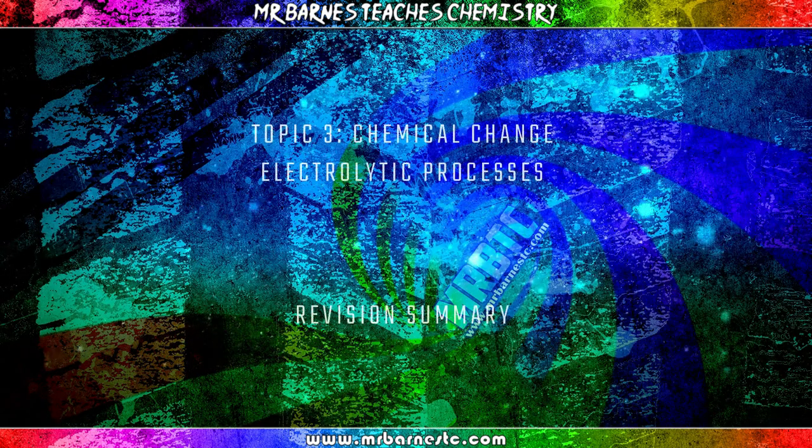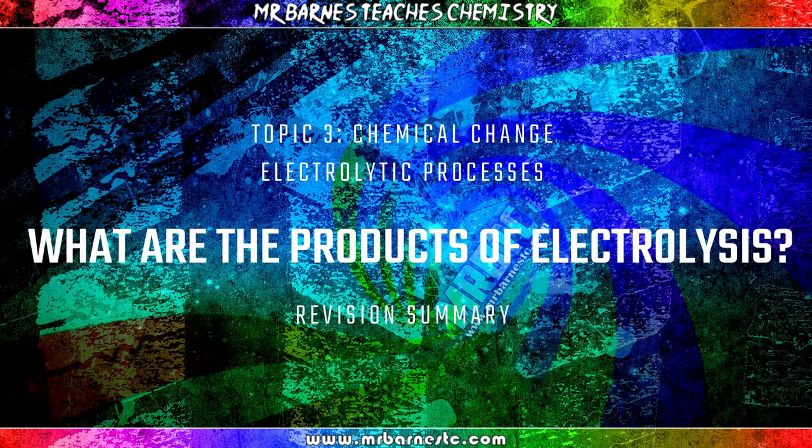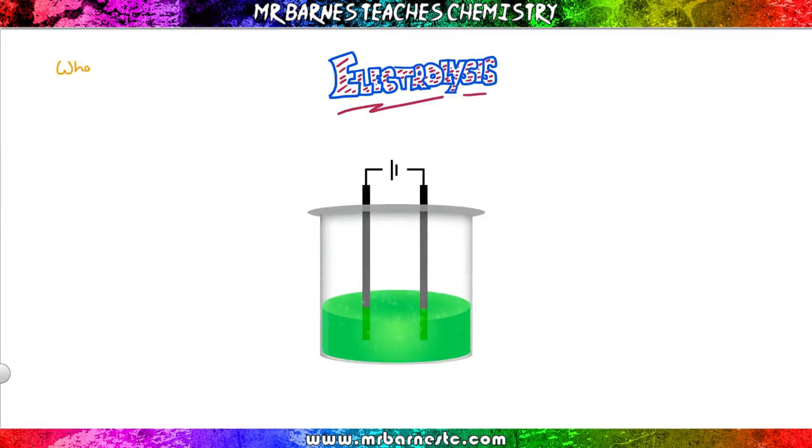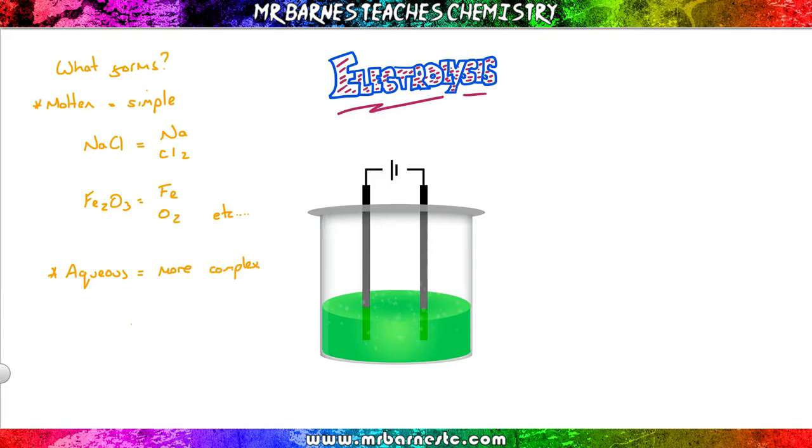Now we get onto the trickier stuff. In particular, what are the products of electrolysis? Now if you have a molten compound, so it's just been melted, it's nice and simple. You'll get the elements in there. So sodium chloride will make sodium and chlorine, iron oxide will make iron and oxygen, that's it. It becomes a bit more complicated though when you have something that's aqueous, which means it's dissolved in water.